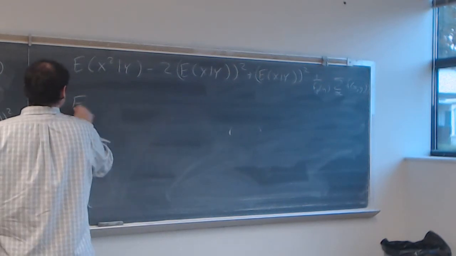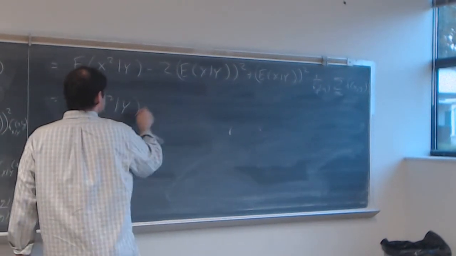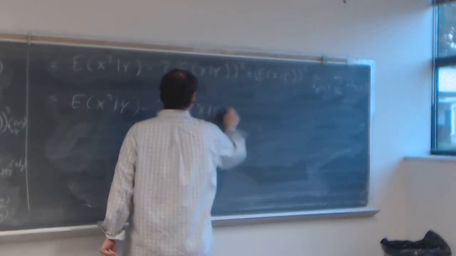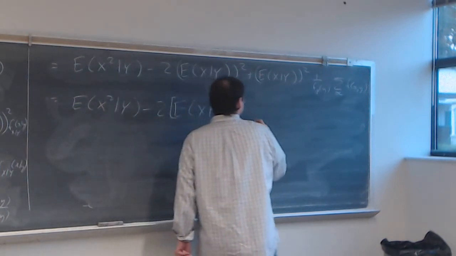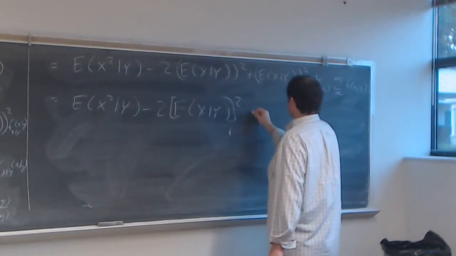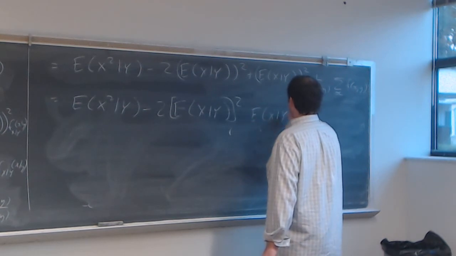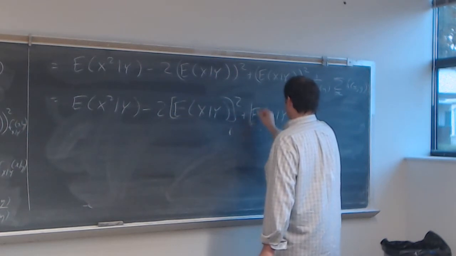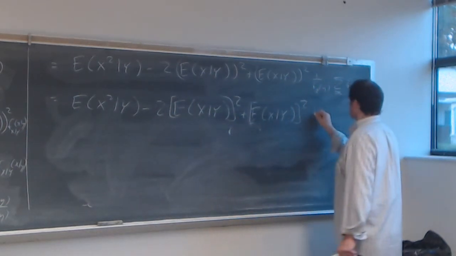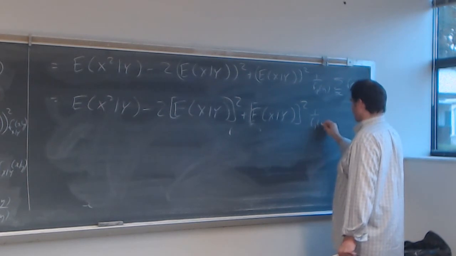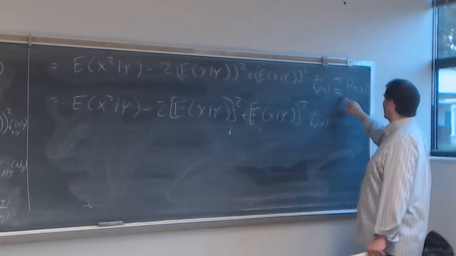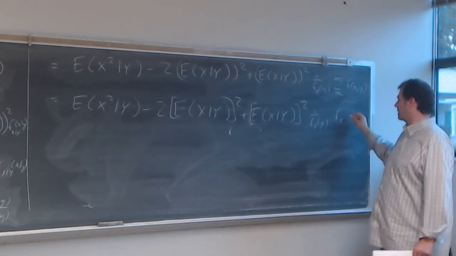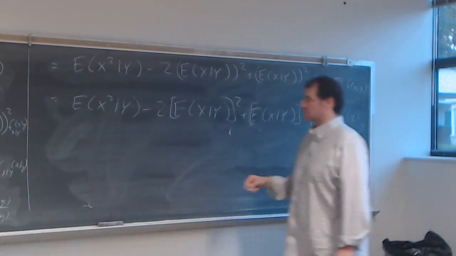And this is equal to the expected value of x squared given y minus 2 times the expected value of x given y, all squared. Here, this is the expected value of x given y. I'm sorry, I forgot, plus the expected value of x given y, all squared. This is 1 over the PMF of y. And here, if you sum over all x values of the joint, you get the PMF of y. So that cancels.